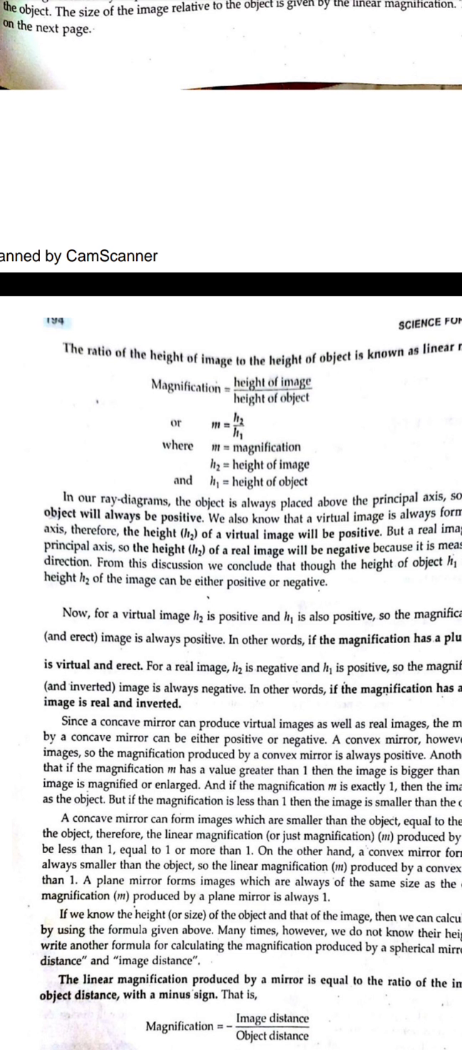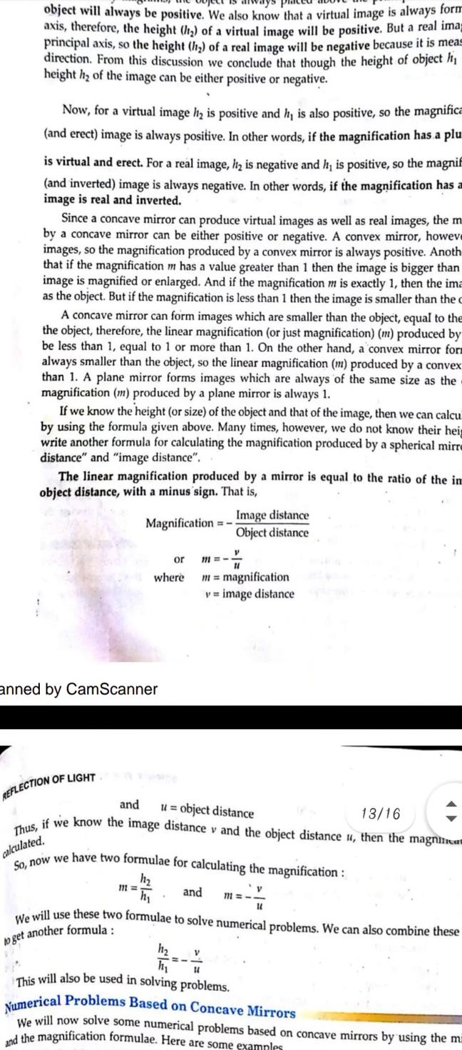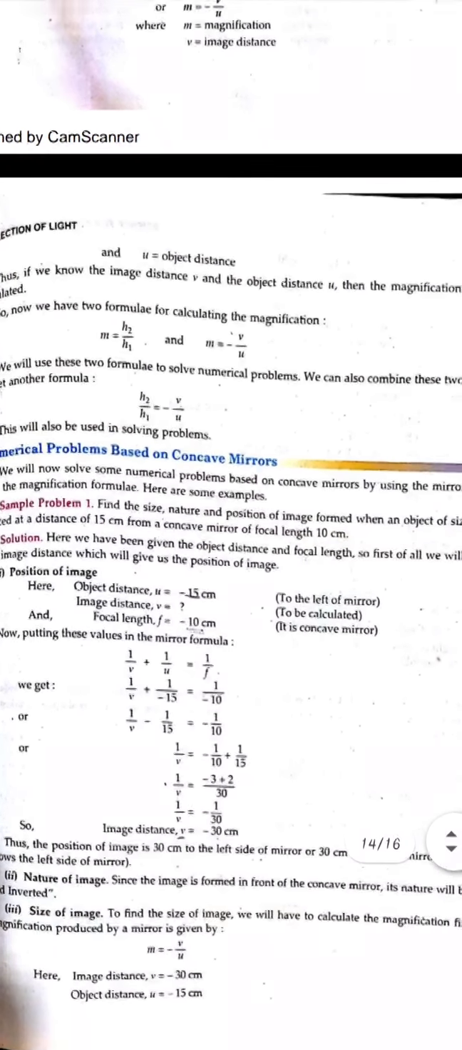And similarly, this magnification can also be seen with the help of the ratio of the distances of the image and the object. If we take the image distance and the object distance as v and u, then it can be given as minus v by u. So this is the linear magnification in terms of the object distance and the image distance. We can write these two formulas together as h2 upon h1 is equal to minus v by u. So it will be used in problem solving.